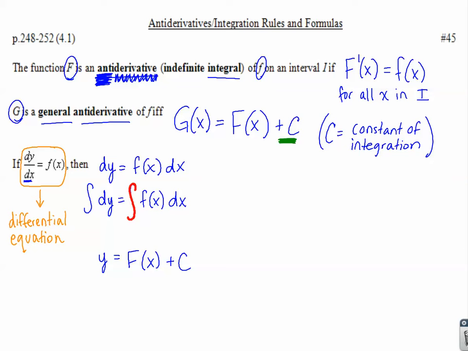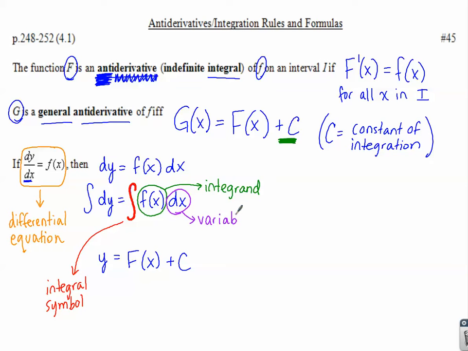This is called the integral symbol. The function for which we are taking the integral, or the antiderivative, is called the integrand. The dx is called the variable of integration.